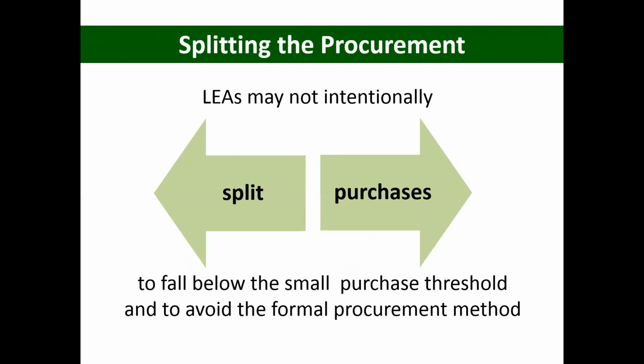Once again, same as in the regular programs, you can't break up purchases. You can't purchase smaller quantities a lot through the year, which if you would have added them together, it would have required you to follow a different procurement process. You cannot do that intentionally. Once again, that's the same as with school breakfast program or your national school lunch program.